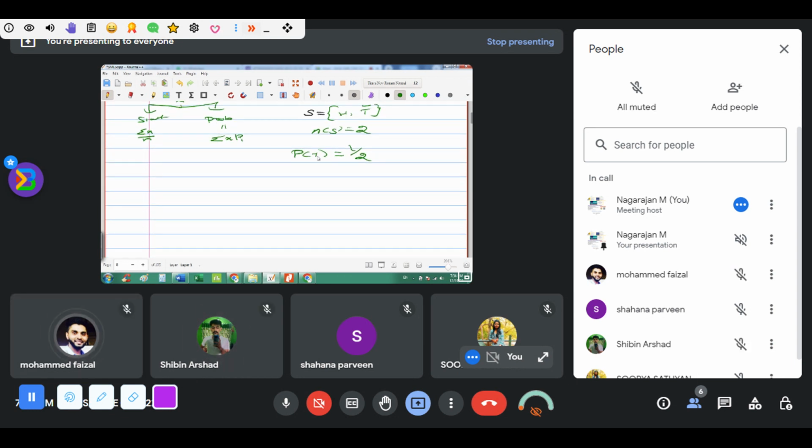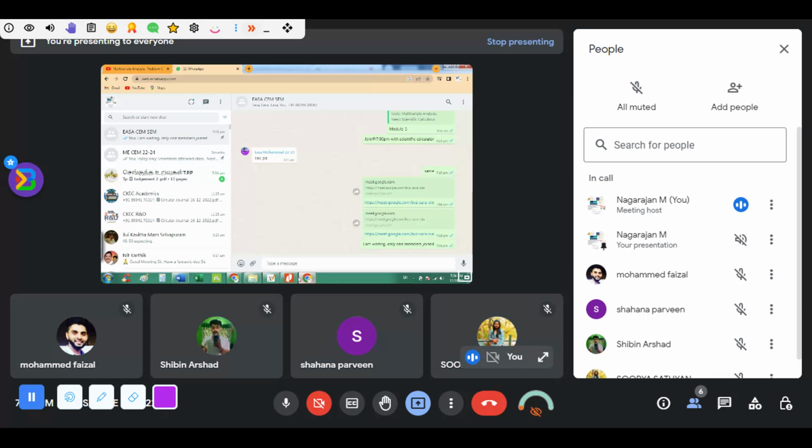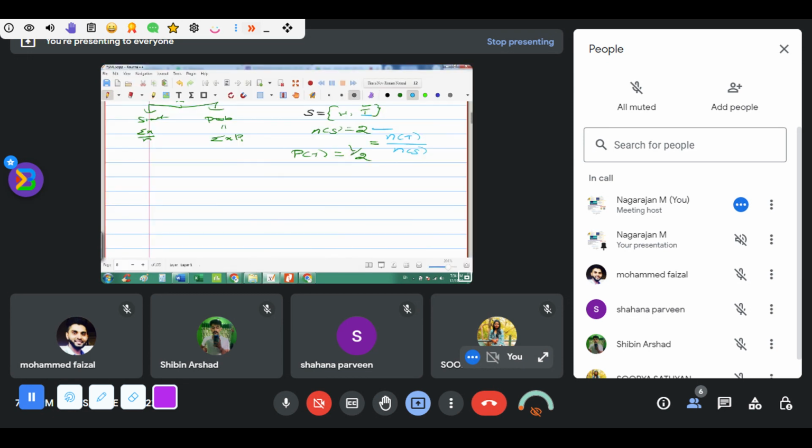Therefore, probability of tail. How many tails are there? Only one tail. What is the formula? First of all, you write the formula. Number of T, meaning the number of tails in the sample space, divided by number of S. This is the probability formula. Then number of T is 1 in this set, and the total number of S is 2. Therefore, the value is 1 by 2.